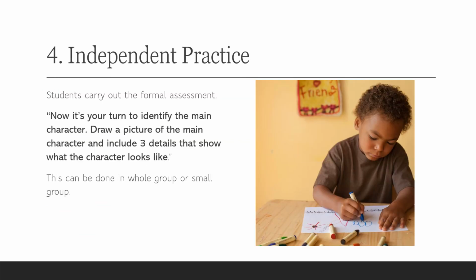And then in phase 4, students are going to move into independent practice. And this is where they carry out the formal assessment. So you'd say, now it's your turn to identify the main character. Draw a picture of the main character and include 3 details that show what the character looks like. And again, this can be done in whole group or small group. So that's the overall structure of your lesson, those 4 parts. You get the kids interested in it, then you do the modeling, which is the I do, you do the guided practice and feedback, and then you do the independent practice where they're working on their own.